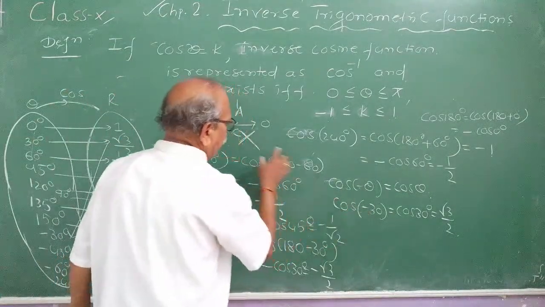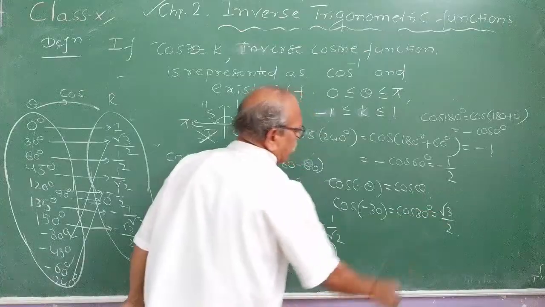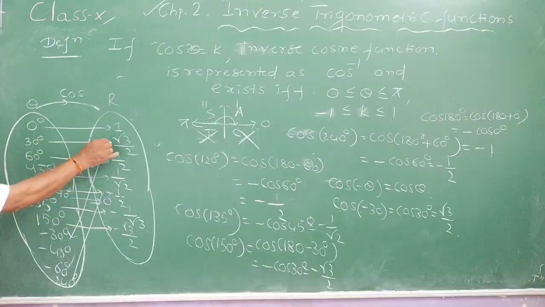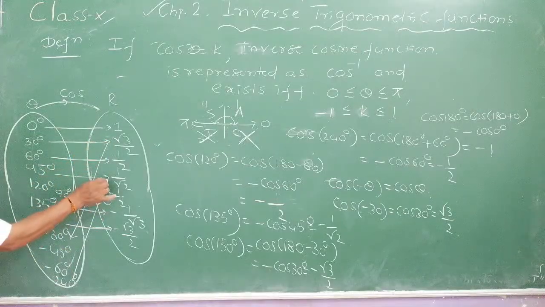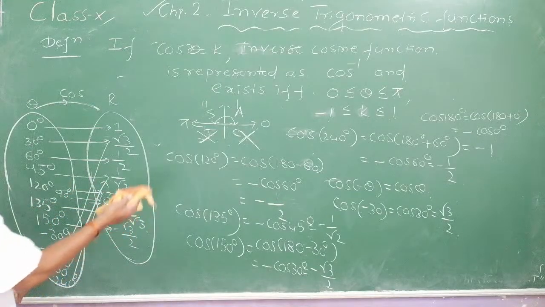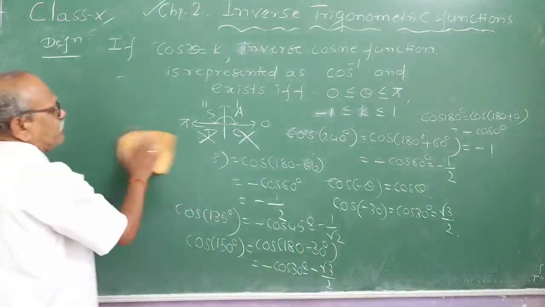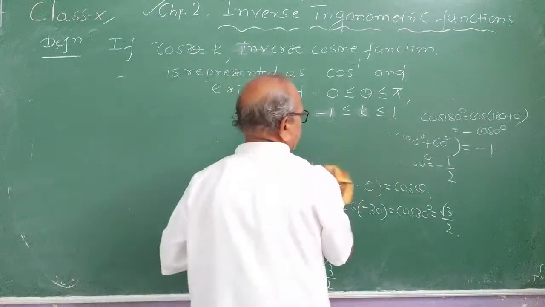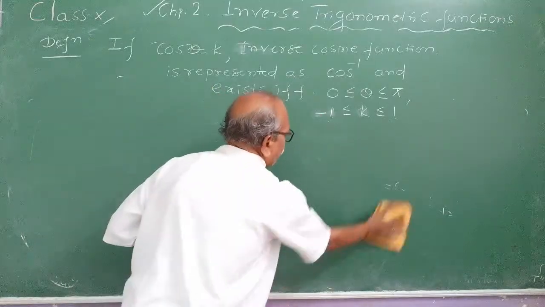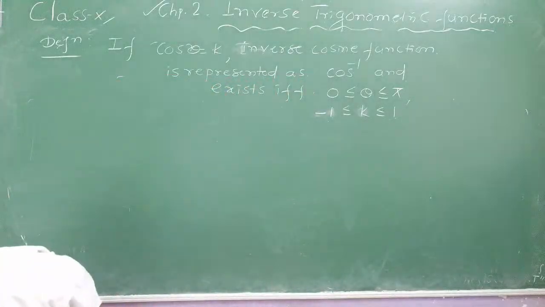In the fourth quadrant, cos and sec are positive. Therefore, cos minus theta will be cos theta. That is cos minus 30 degrees is equal to root 3 by 2. Cos minus 45 degrees is equal to 1 by root 2. Means same values will repeat. Therefore, we cannot enter. This diagram will help you. It exists if and only if theta lies between 0 to pi. This is the basic concept you have to understand before entering into learning inverse trigonometric function.